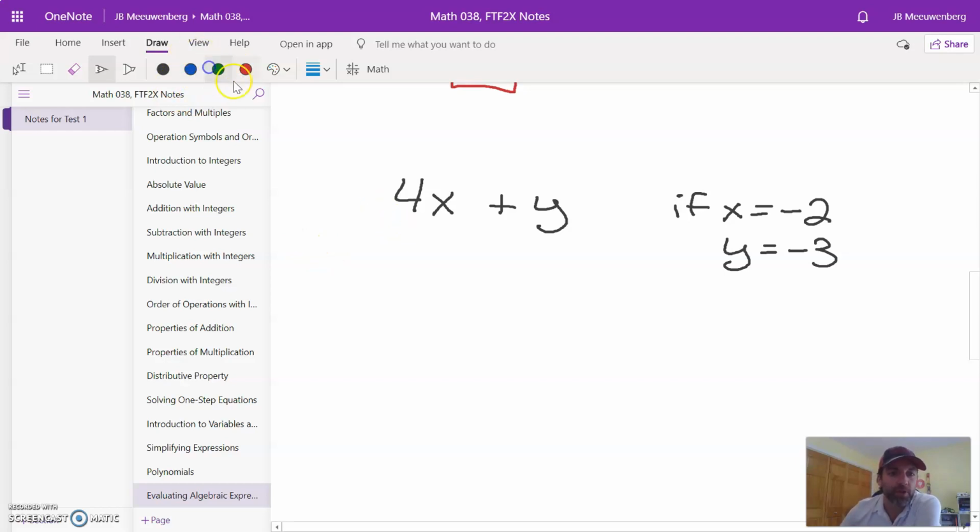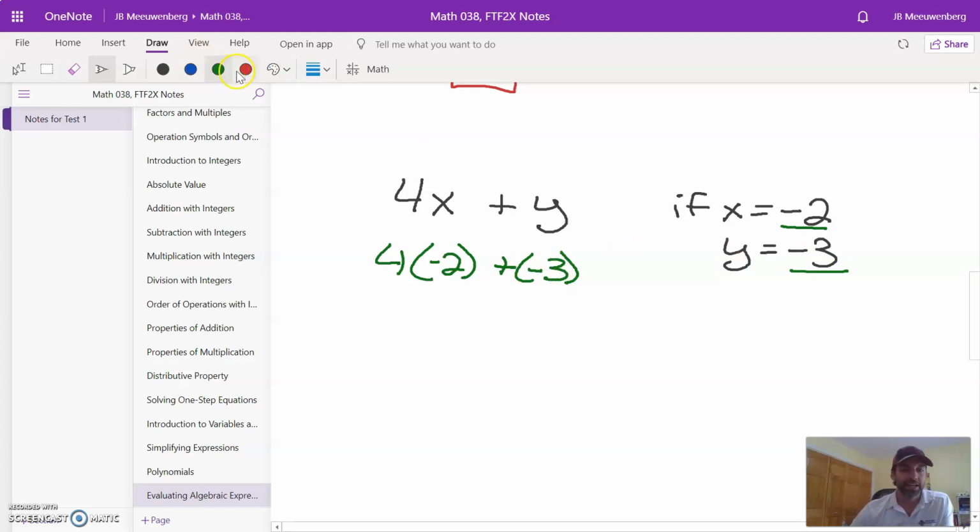So we can do 4 times the value of x, which is negative 2, which I'll put in parentheses, plus parentheses around the y, plug in the negative 3. Substitute negative 3 in for y. And again, we evaluate it using the proper order of operations. Times comes before plus. Multiplicative operations come before additive operations. 4 times negative 2 is negative 8, plus negative 3.